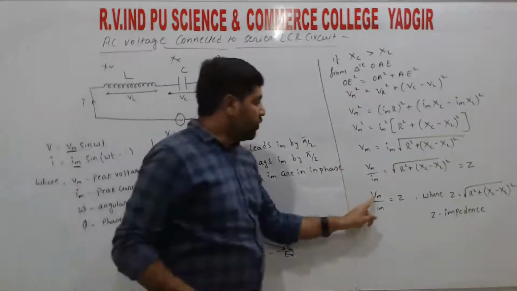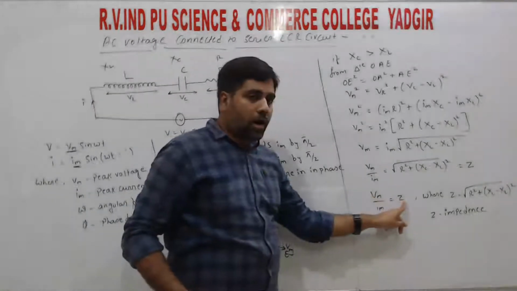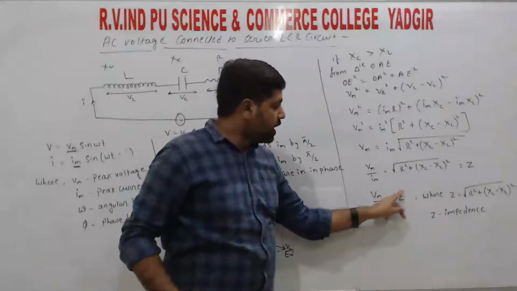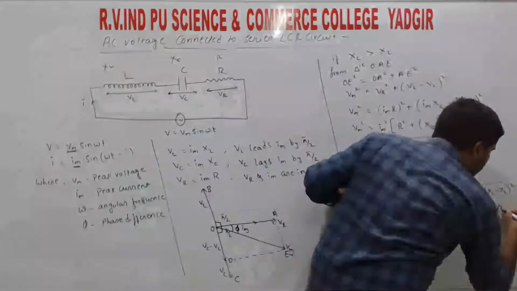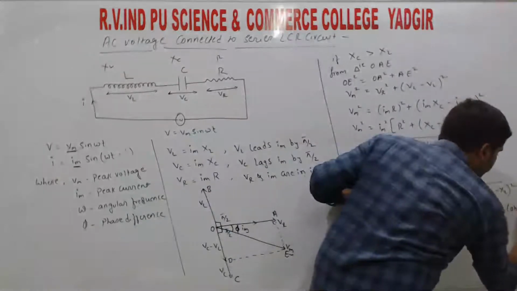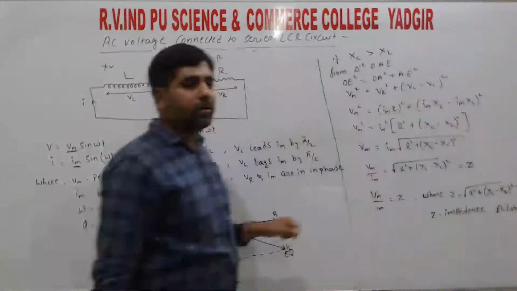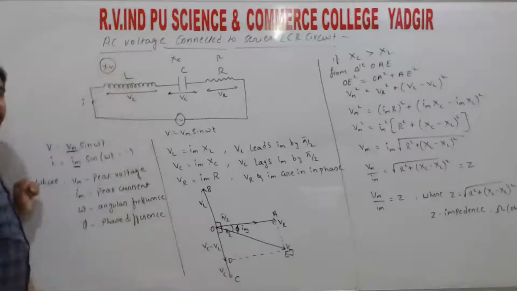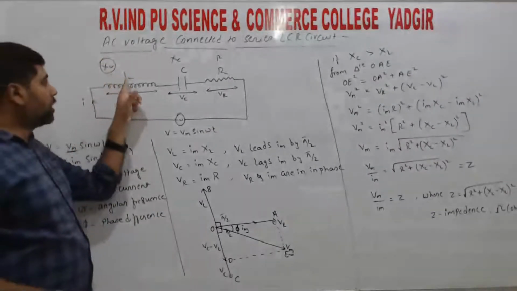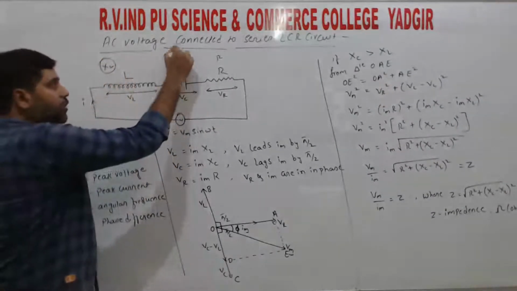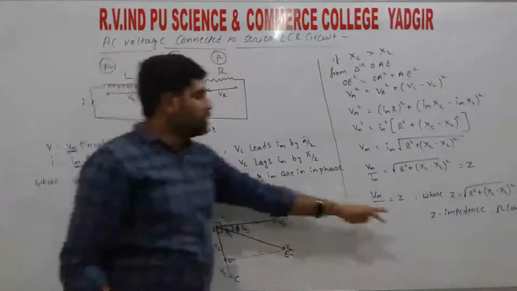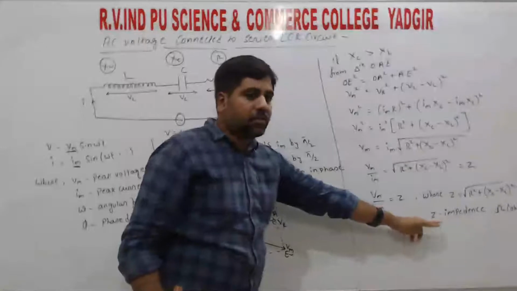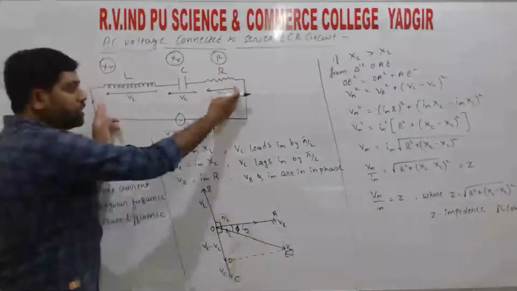So we can observe V is equal to I into R, again from Ohm's law. So Z acts as a resistance and its SI unit is again ohm, right? XL is the inductive reactance, Xc is the capacitive reactance, and R is the resistance. In the same way, Z is the resistance which is the combination of all these three components.